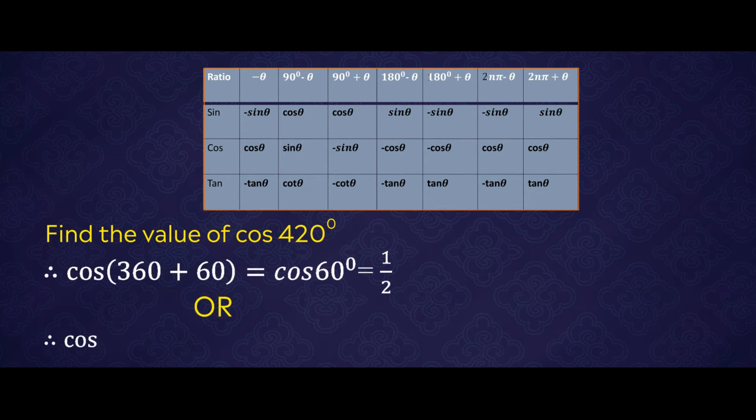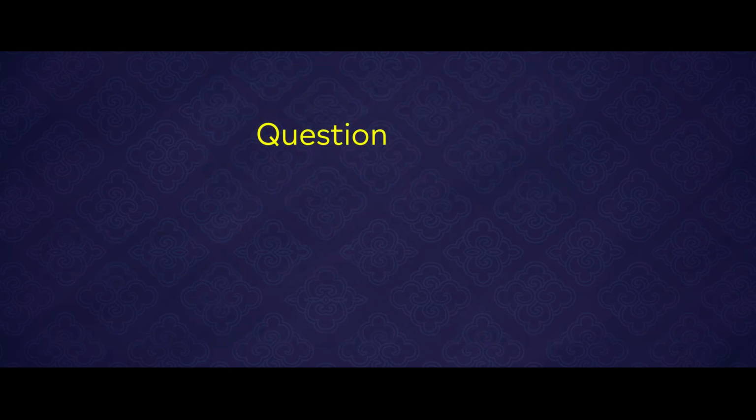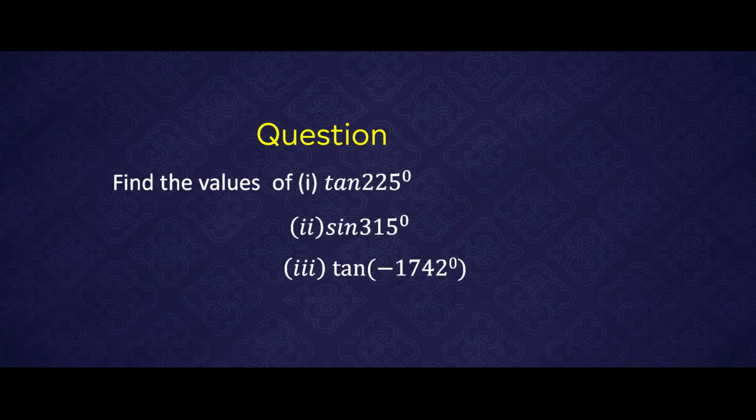Cosine of 420 degree can be 2 times 360 degree, so 360 is 2 pi, and n is 2 here. In that case, 720 minus 300, which will be equal to cos 300. So cos 360 minus 60 will be cos 60, which is again half. So with this, for you to try, I have given one question here. Find the value of tan 225 degree. You have to find out in which quadrant this angle lies.